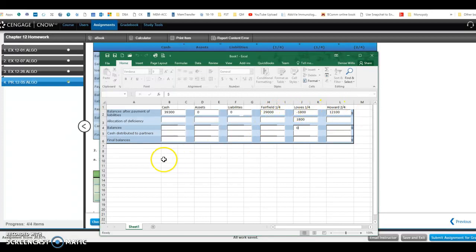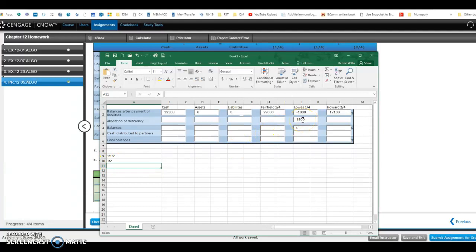They had a 1 to 1 to 2 ratio. Now, when we take this person out, Lowe is no longer in this equation. When we compare Fairfield to Howard, it is a 1 to 2 ratio. So Fairfield is going to get 1/3 of this amount, and Howard is going to get 2/3 of this amount. This 1 to 2, there are 3 parts altogether. One person gets 1 out of 3, the other gets 2 out of 3.